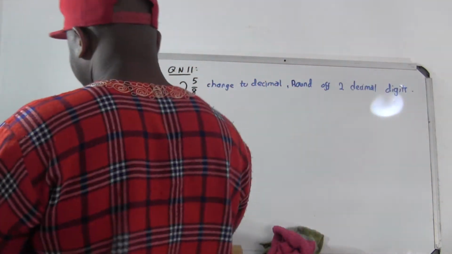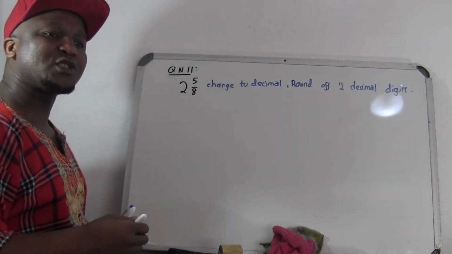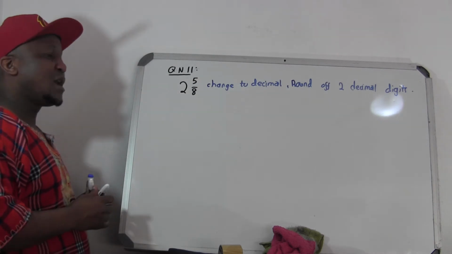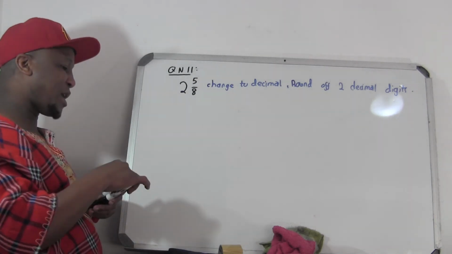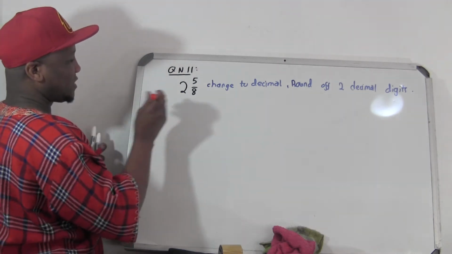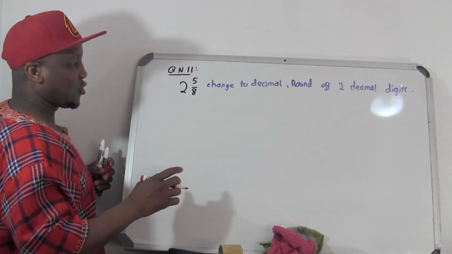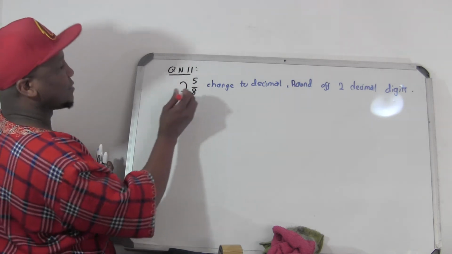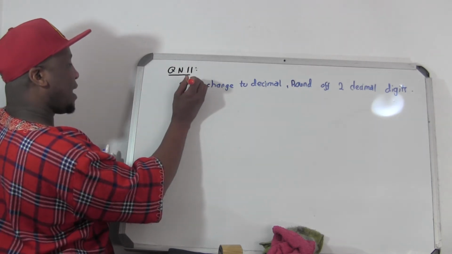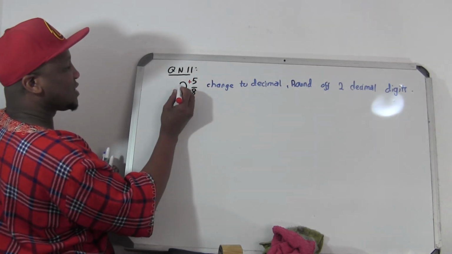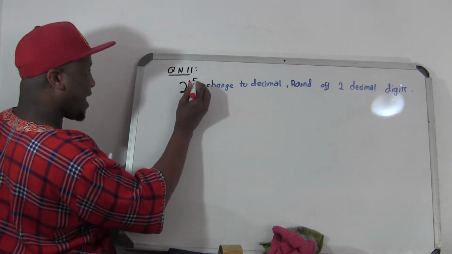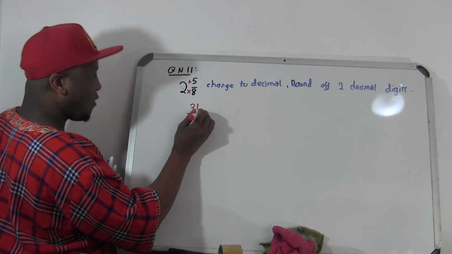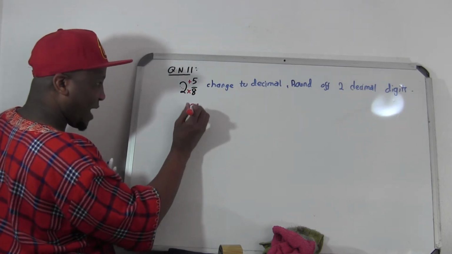Okay, cool. This is easy. For you to change this to decimal, first and foremost, make sure you change this to an improper fraction, because it's a mixed number. So before you go to decimal, change to improper. Look, I'm going to multiply here, and then here I'm going to add. So 8 times 2 equals 16, plus your 5 is going to be 21. Write it over your number exactly as you have here at the bottom.